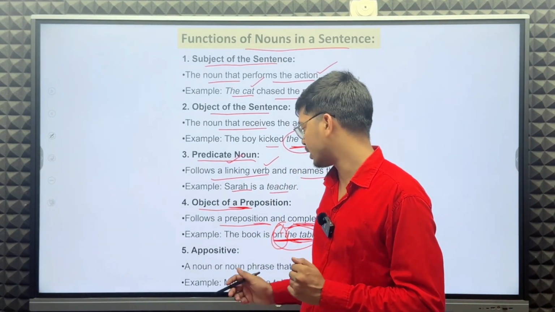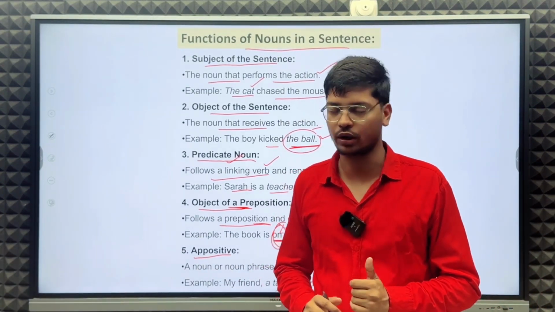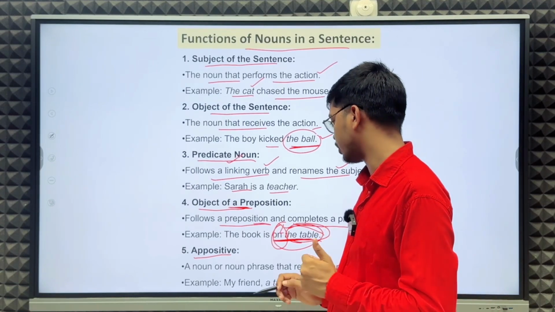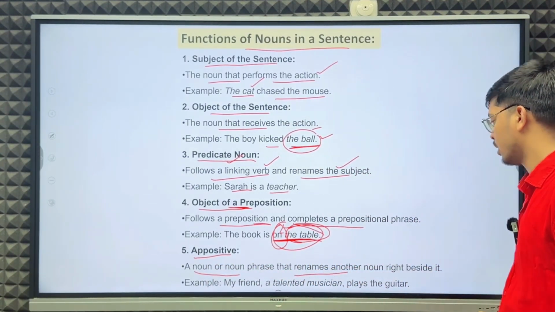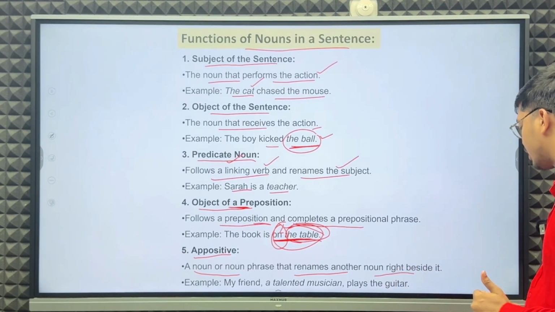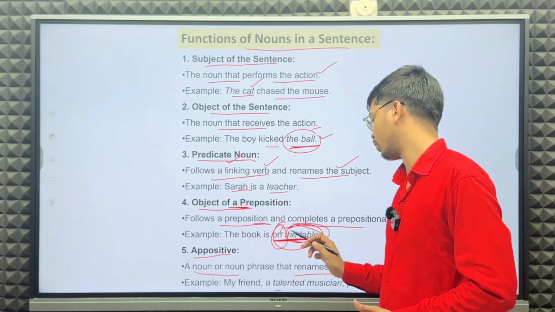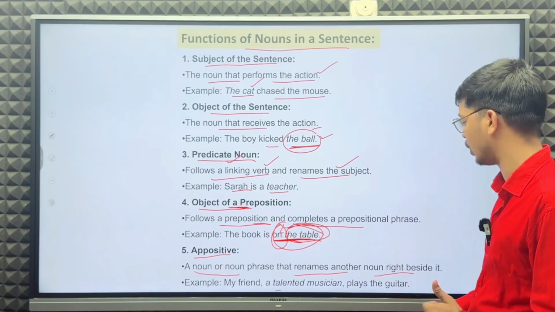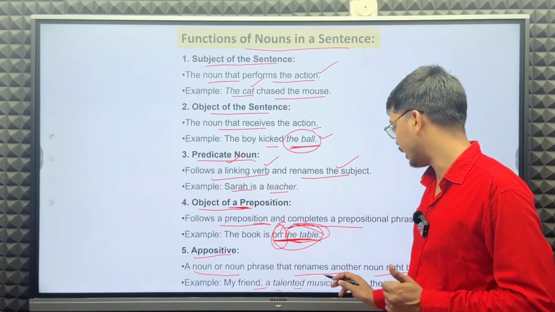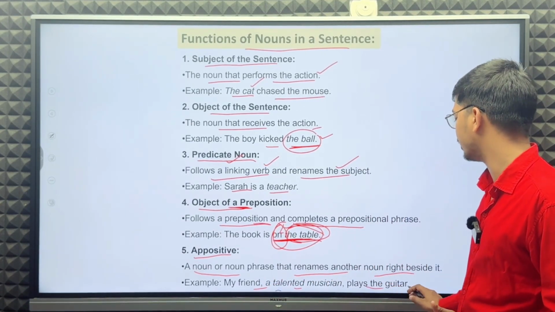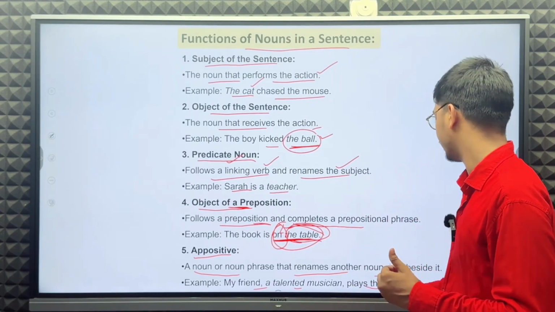So next, appositive. An appositive means a noun or noun phrase that renames another noun right beside it. For example, my friend, a talented musician, plays the guitar.